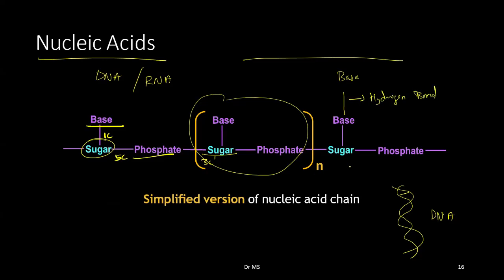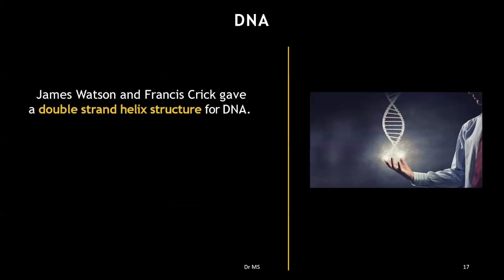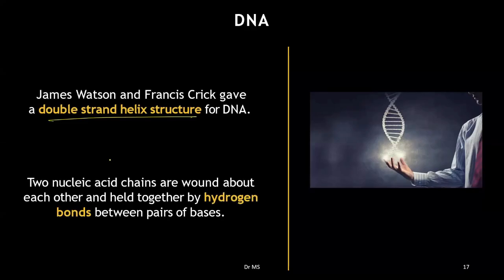So you see here, this is one chain and this is the opposite chain which is running in the opposite direction. So we call them the anti-parallel strands. And both are joined between the nitrogen bases. We call it the hydrogen bond, which is joining two bases of the opposite strands. That structure was given by James Watson and Francis Crick, who gave this double strand helix structure. So there are two nucleic acid chains which are wound about each other and held together by hydrogen bonds between the nitrogen base pairs.